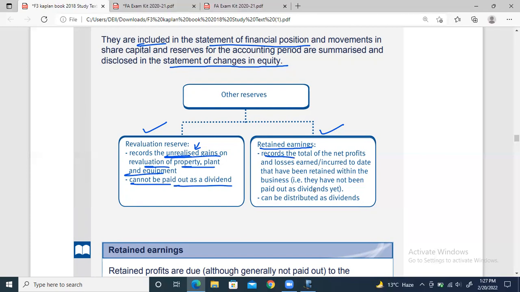Retained earnings records the total of net profits and losses earned or incurred to date that have been retained within the business. So they have been reinvested back. Okay. Yes, these can be distributed as dividends. So whenever there is a question asking from which reserve we distribute dividends, the answer would be retained earnings, never revaluation reserve. Okay.